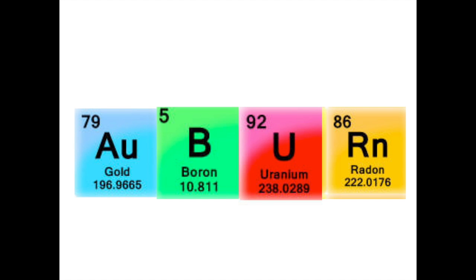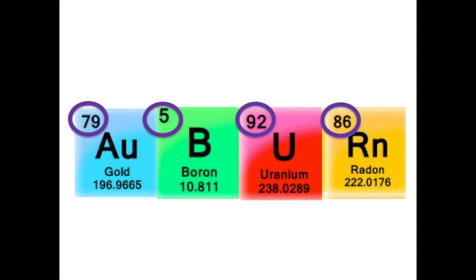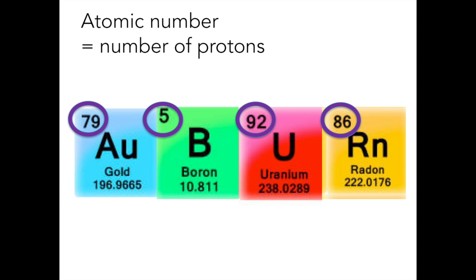Okay, so a little bit more about all of these numbers, as I promised. You can see all of these have a number of things in common. They have those symbols with 1 or 2 letters, a capital and a lowercase. All elements have a name: gold, boron, uranium, radon. And then you can see there's a couple of numbers. So this number up here in the upper left corner, that is the atomic number.